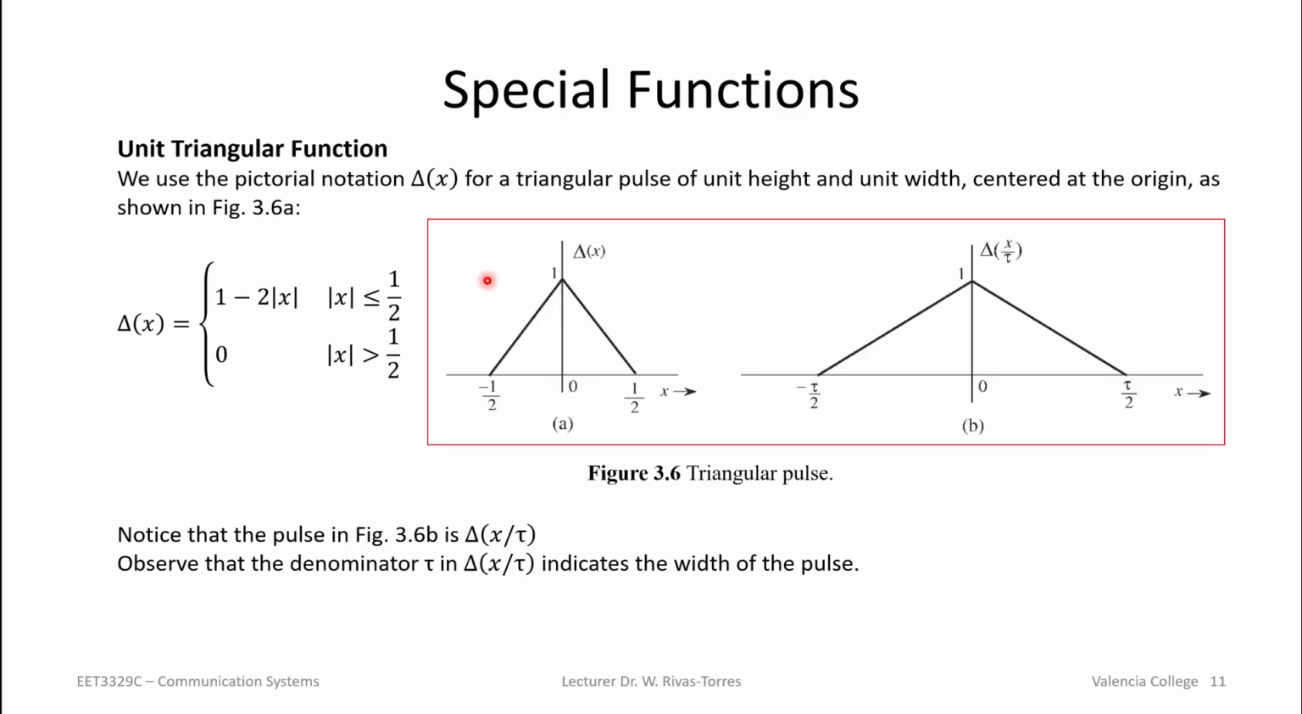We also have another special function called the triangular function, and it's 1 minus 2 times the absolute value of x, again for x less than or equal to 1/2 and 0 everywhere else. And it just looks like a triangle. Observe again, we can expand the signal, and if you expand it by tau, that means that the base of the signal now across is going to be tau.